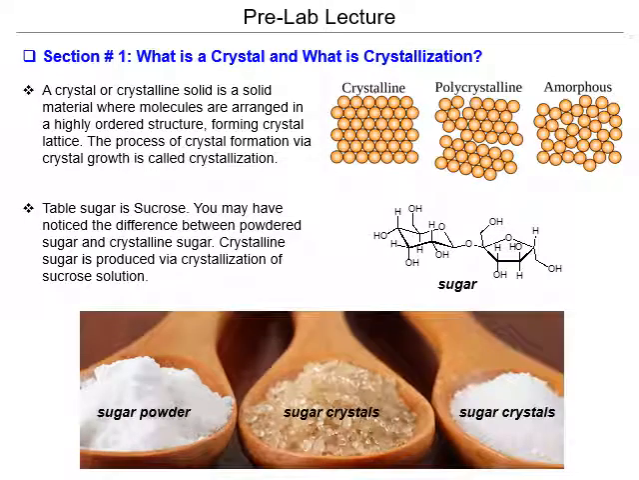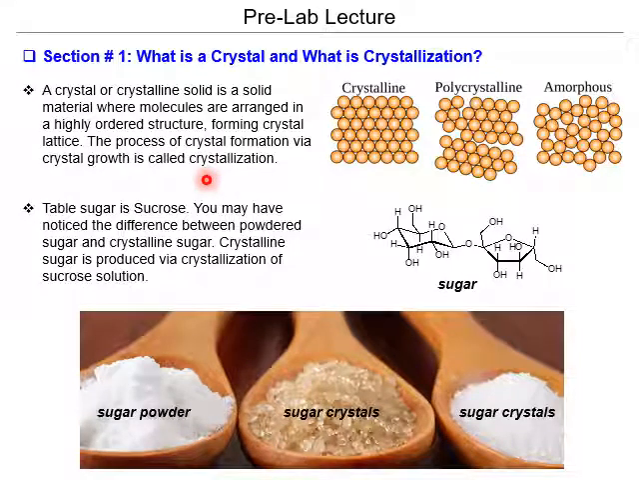Your experiment today is going to be about crystallization. A crystal or a crystalline solid is a solid material where molecules are arranged in a highly ordered structure. As you can see in this picture, the crystalline has a highly ordered structure. The process of crystal formation via crystal growth is called crystallization.